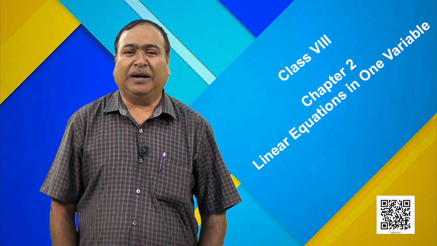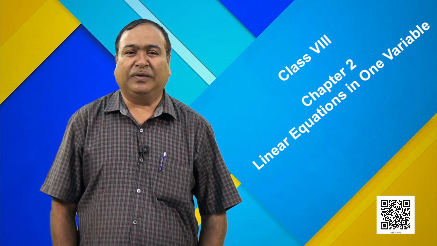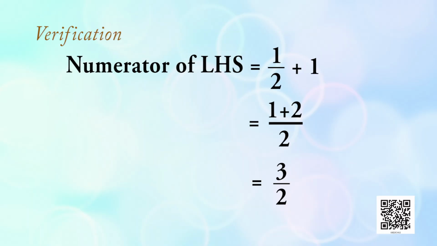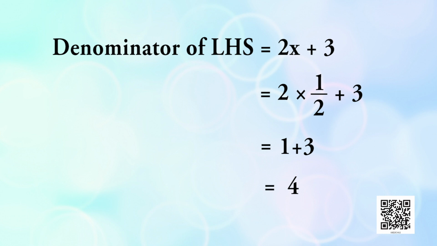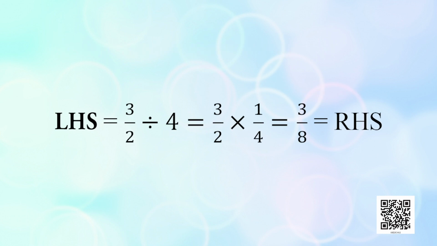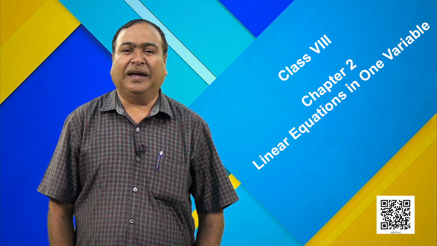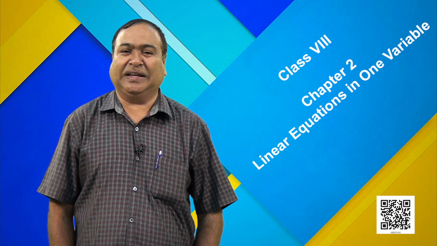You can verify by putting x = 1/2 in that equation, we will get LHS equal to RHS. The numerator of LHS is 1/2 + 1, that is 3/2. The denominator of the LHS is 2x + 3, that is 2 times 1/2 + 3, that means 1 + 3, that is equal to 4. Therefore, LHS is 3/2 divided by 4, that is 3/2 times 1/4, that is 3/8, which is RHS. In this way, we verified that x = 1/2 satisfies the given equation.